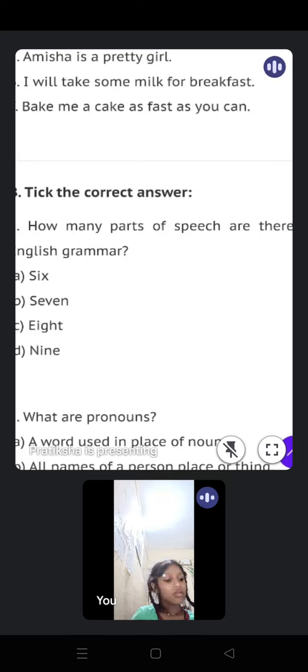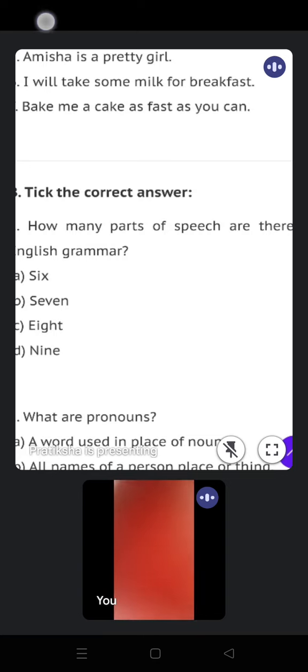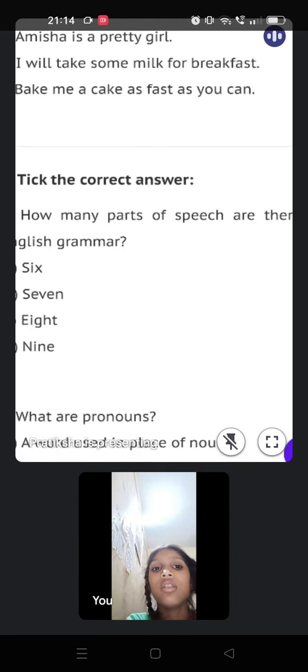I will take some milk for breakfast. Is there any noun here? Breakfast is a noun and milk is a noun, right? Conjunction, right? It can also be a conjunction. And it is joining two nouns, right? Milk and breakfast. And the word that joins two nouns or pronouns is called a preposition. What is it called? Preposition, and it can also be called a conjunction. Okay?